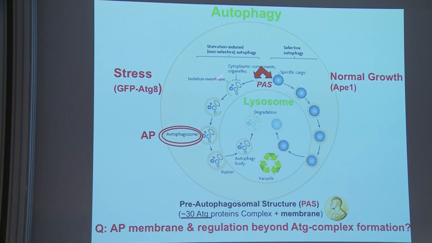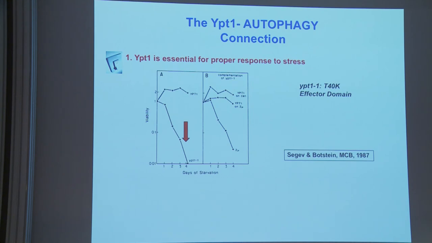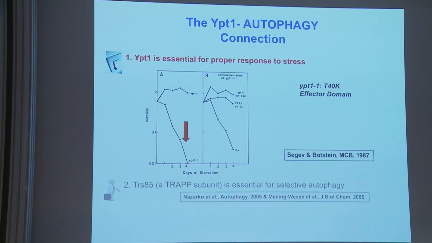Okay, so that's what I was trying to say. It can happen under stress or even under normal conditions. So we had the mutant in YPT1. This is actually a very early mutant that had no major effect on secretion, but definitely it didn't allow cells to grow under stress. And stress in yeast is you just starve them, in this case, for nitrogen.